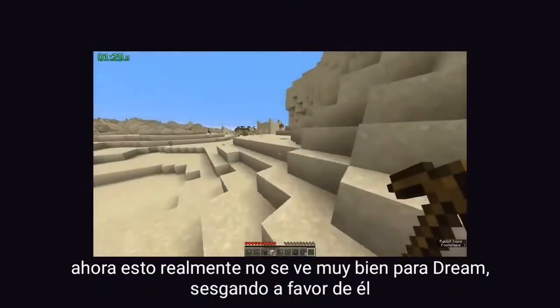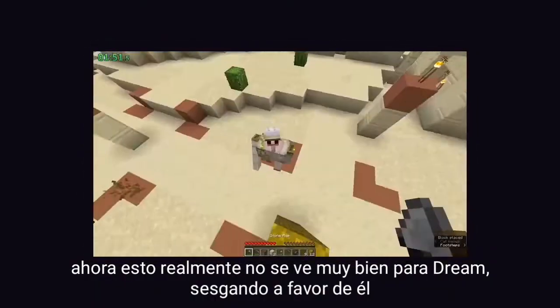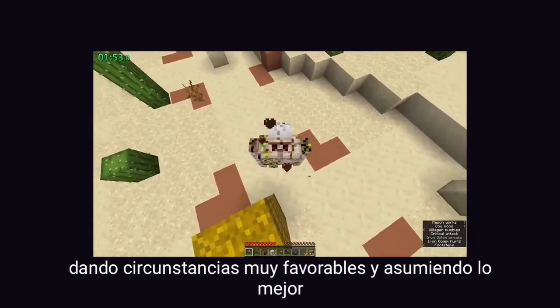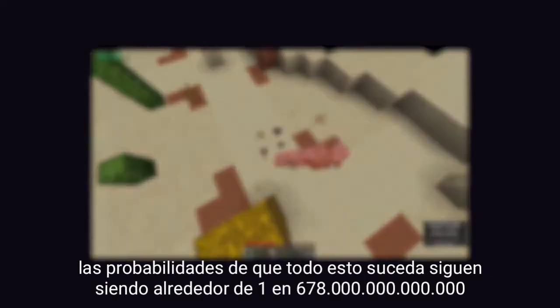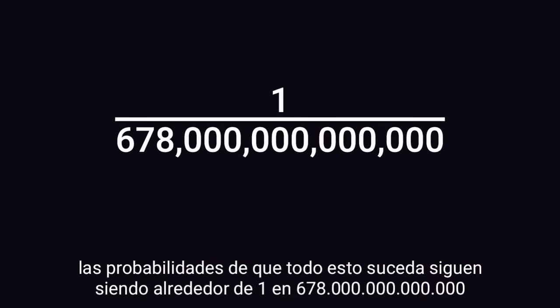Now, this really isn't looking too good for Dream. Biasing in favor of him, giving very favorable circumstances, and assuming the best, the odds for all this happening is still around 1 in 678 trillion.